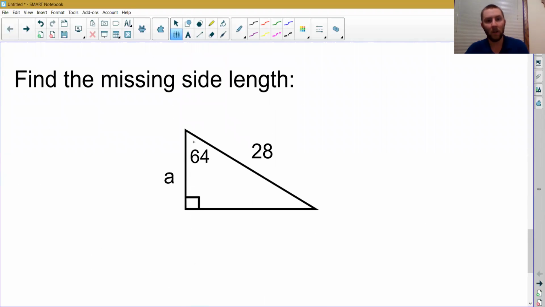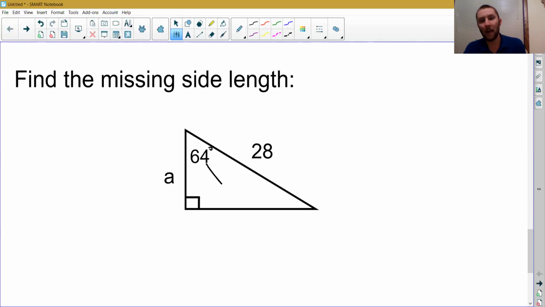Here's one where I have an angle 64 degrees, and I'm trying to find the side length A. Now this is a situation, again, where it's important to have your notes or to begin to sort of memorize your sines, cosines, and tangents in terms of what side lengths you need. So let's talk about this 64-degree angle and what side lengths we have labeled in our picture for that 64-degree angle.